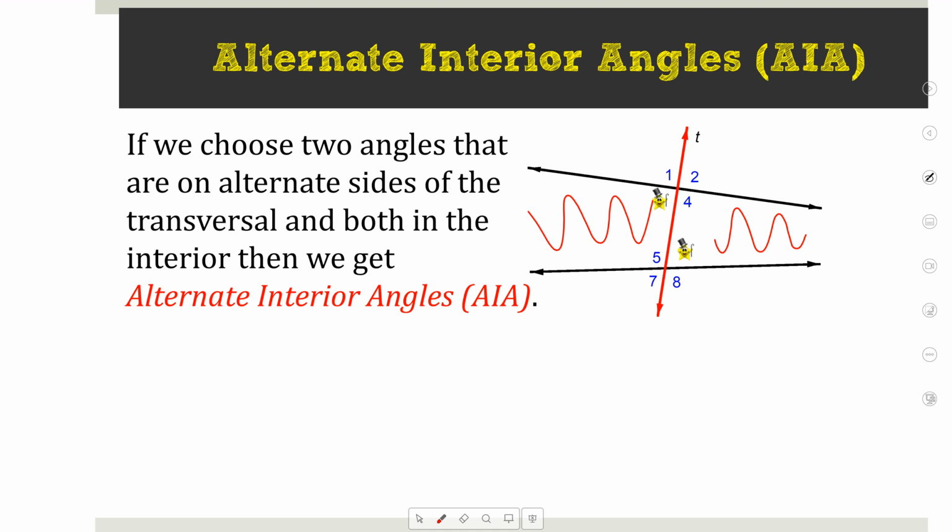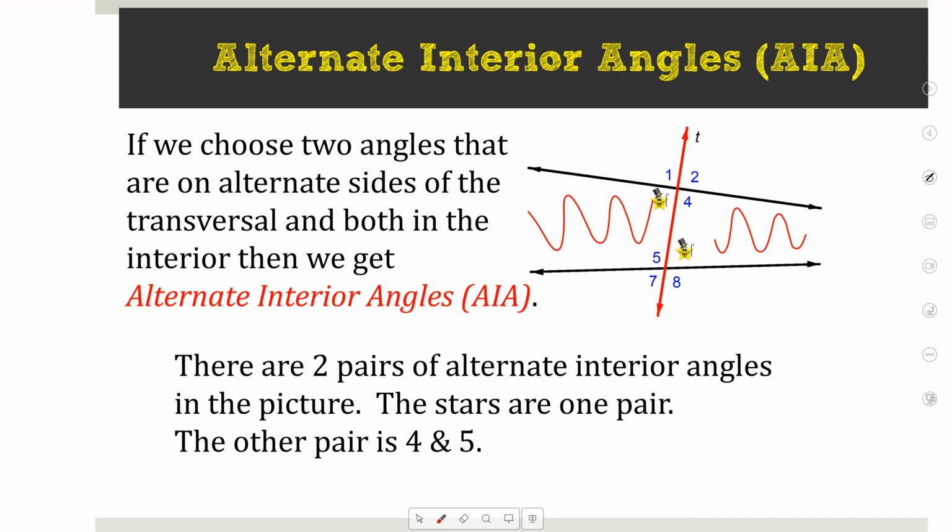Bella, where's the other pair of alternate interior angles? 7 and 2. Nope, those are on the outside. We have to be on the inside. 5 and 4. 5 and 4, beautiful. Okay, good. Only 2 pairs of AIA.